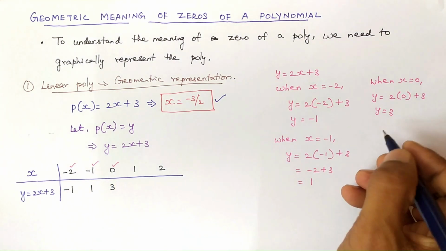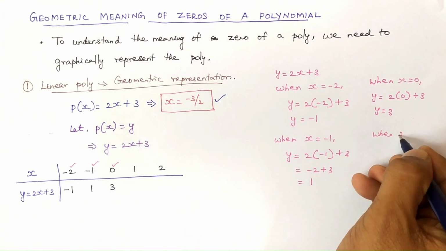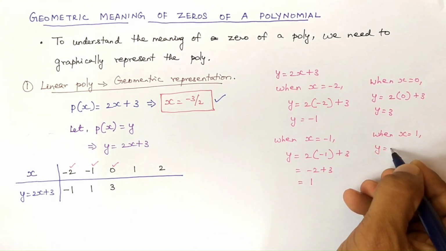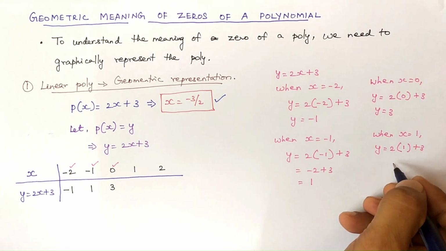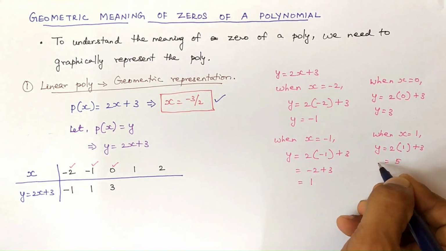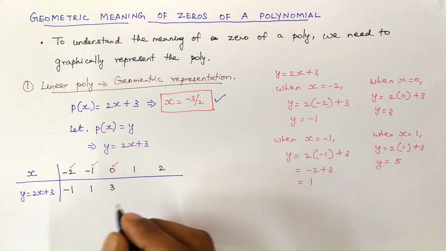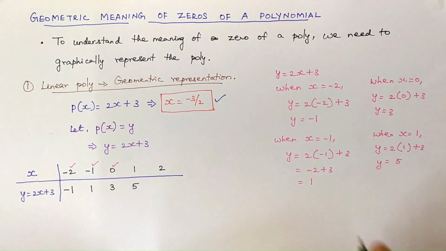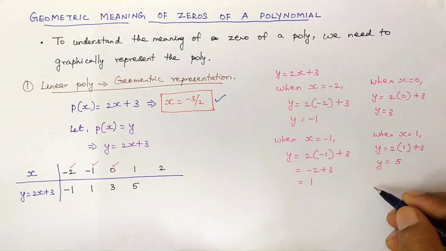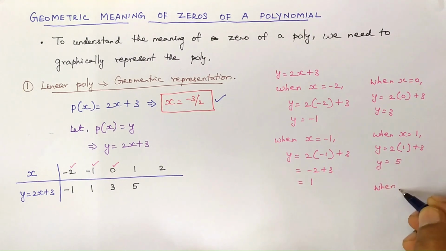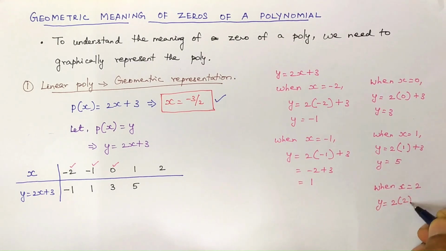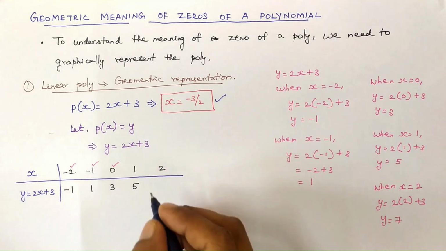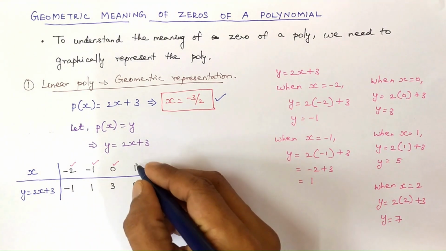So, this is also over. When x is equal to 1, y is equal to 2 into 1 plus 3, that is equal to 5. Similarly, when x is equal to 2, y is equal to 2 into 2 plus 3. So, y is equal to 7. So, we have done with all the points.